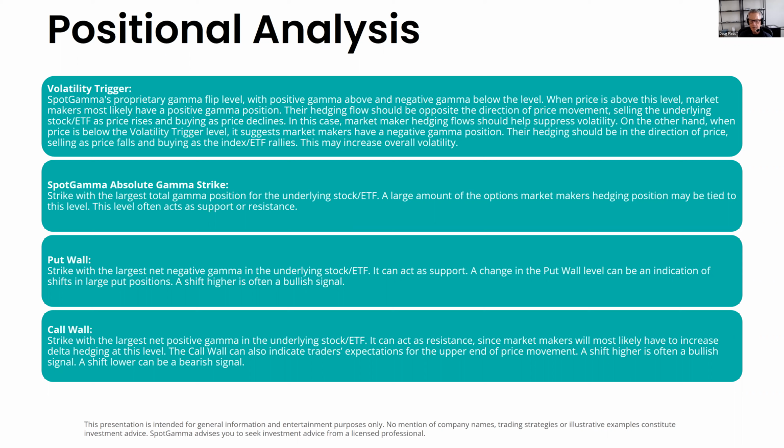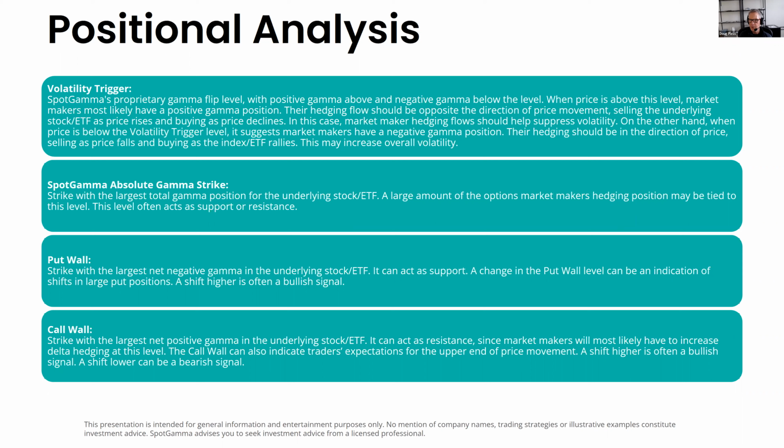So above the gamma flip level, the volatility trigger, market makers' hedging activity tends to suppress volatility since they're trading against price, and below that level, it tends to enhance volatility since they're trading with price. The next level that I look at is the SpotGamma absolute gamma strike, and that is the strike with the largest total gamma position. A large amount of market makers' hedging position may be tied to this level, and it can often act as support or resistance.